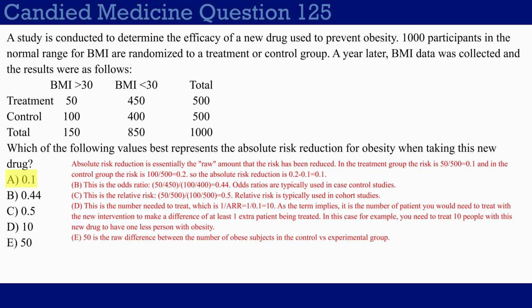So bring it back, you just need to know some of these biostats definitions. Absolute risk reduction, it's basically just the raw amount that a risk has been reduced, as the name implies, which basically is you take each group and you take the number of positives divided by the total amount of people in that group, and then you find the difference between those two values.